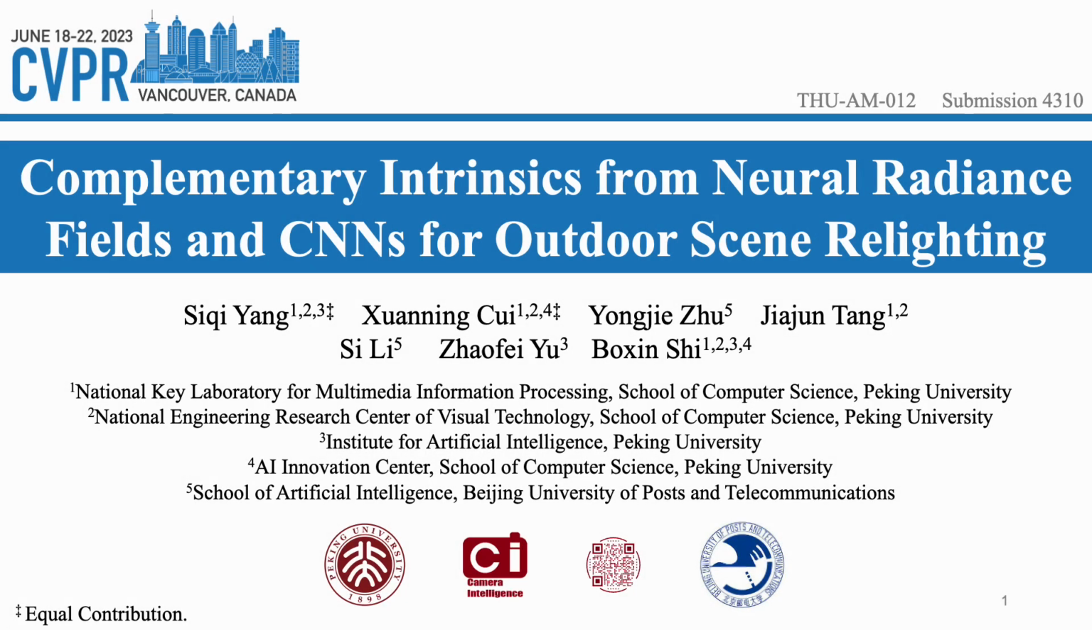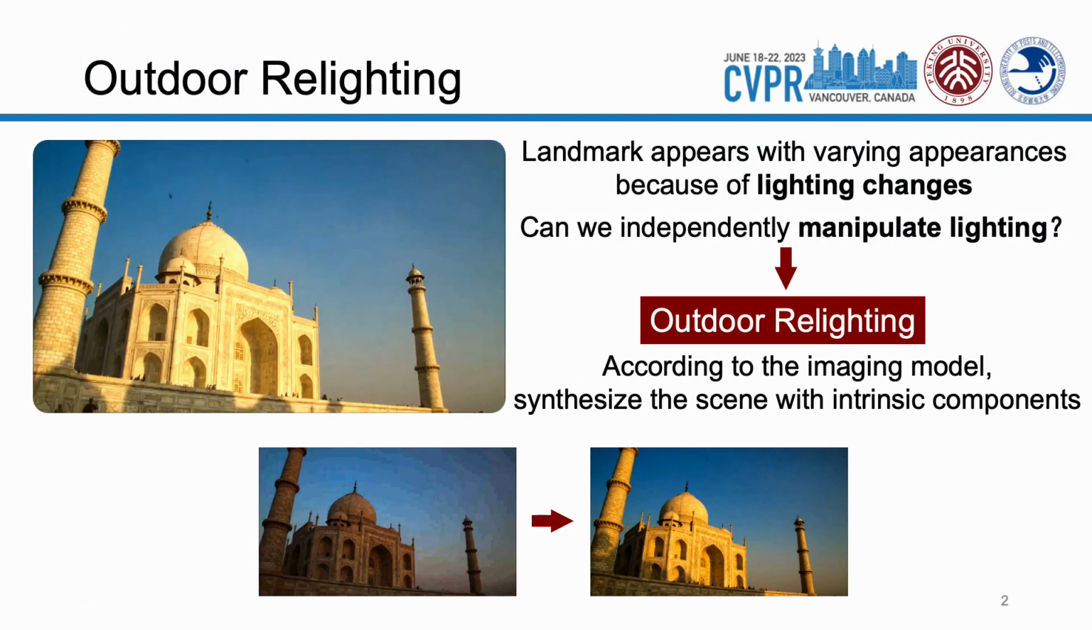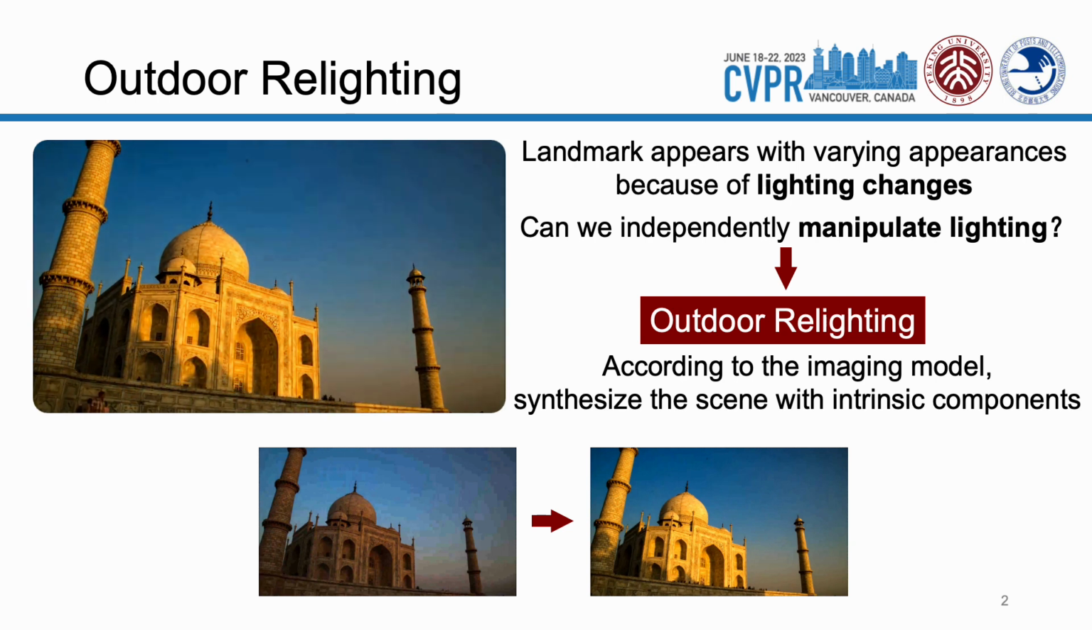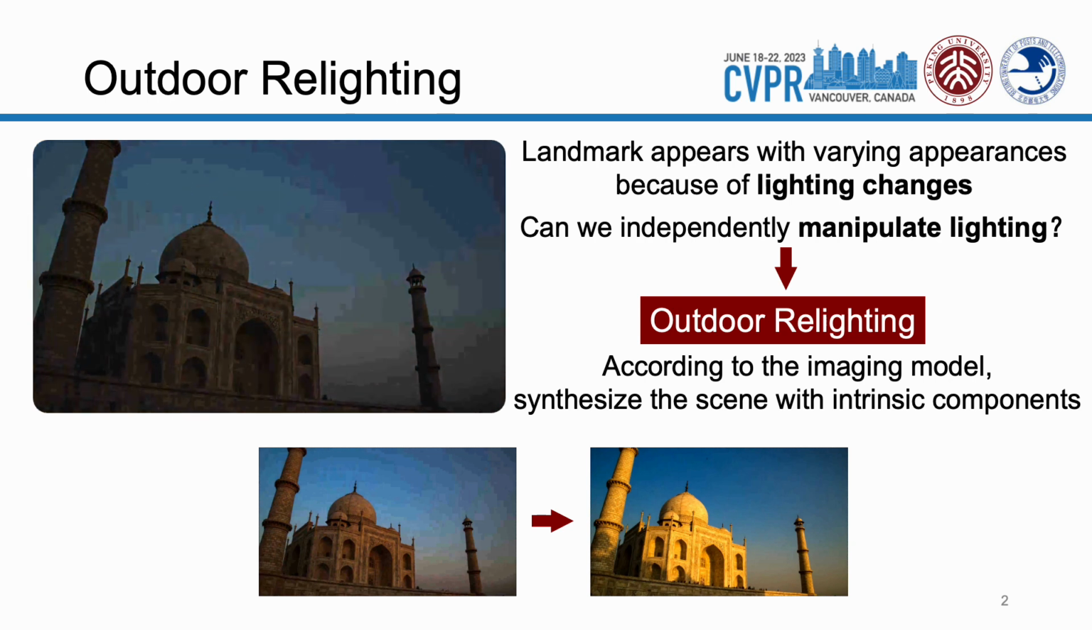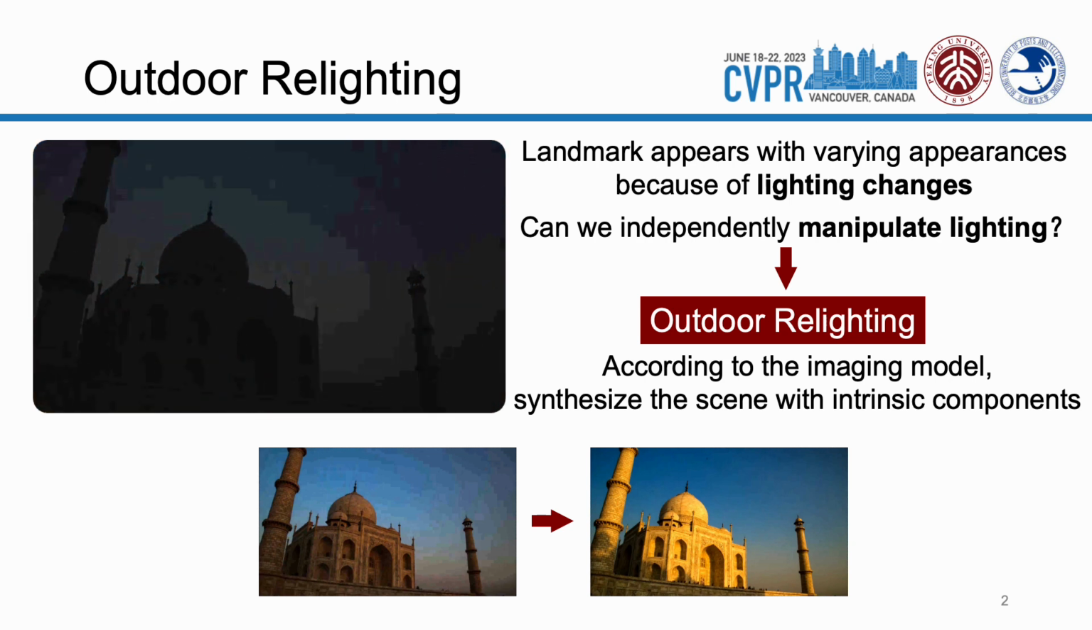We present complementary intrinsics from neural radiance fields and convolutional neural networks for outdoor scene relighting. The video shows a time-lapse artwork of Taj Mahal. The landmark appears with varying appearances because of the change of environment lighting. But, can we design an algorithm to independently manipulate the environment lighting and synthesize images with desired appearance? This is defined as the outdoor relighting problem.